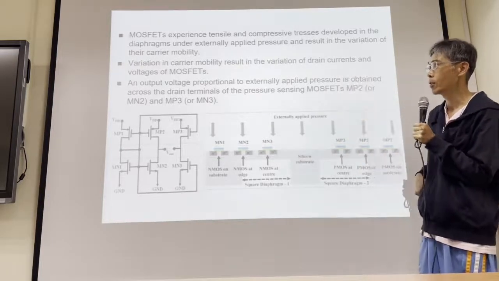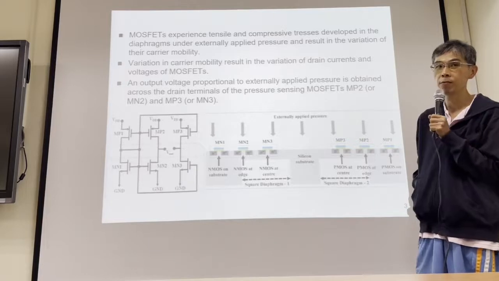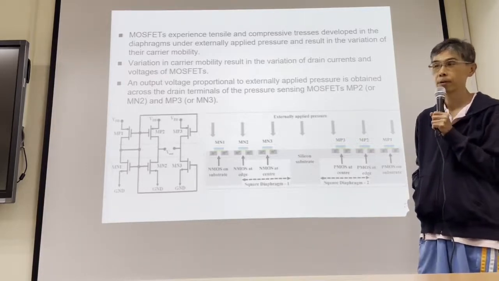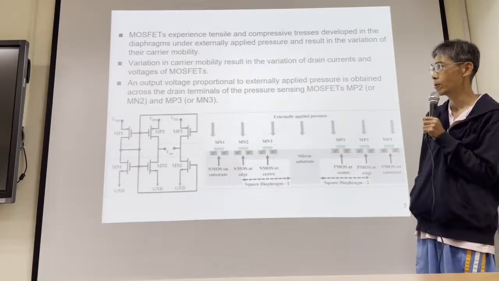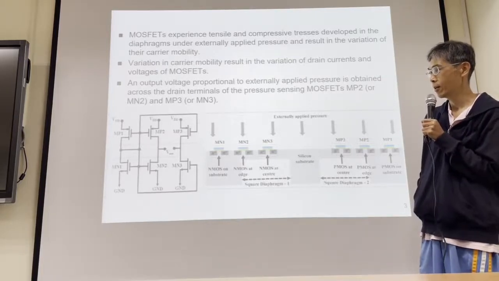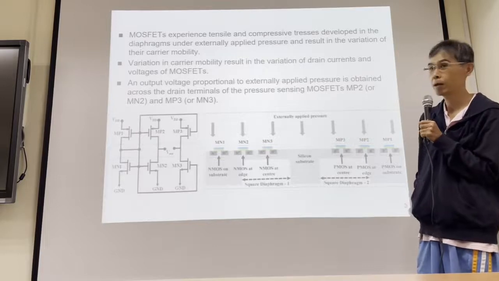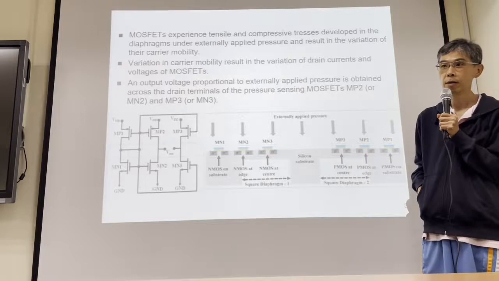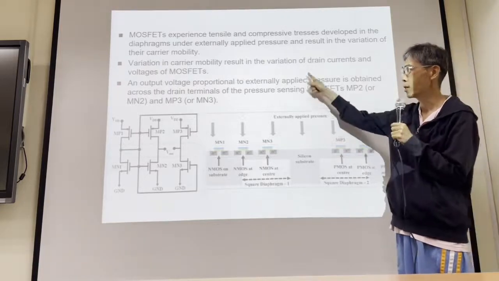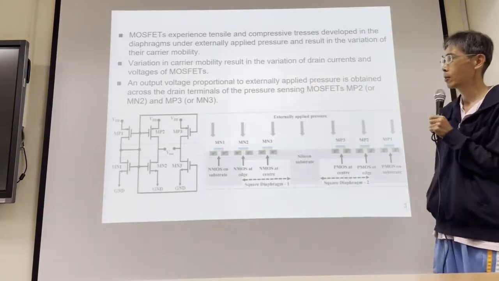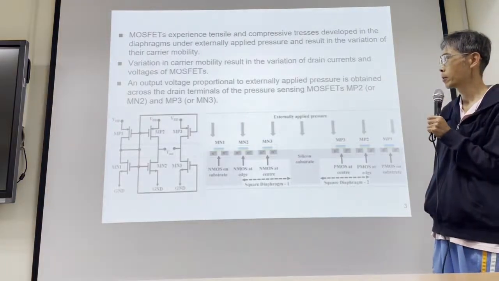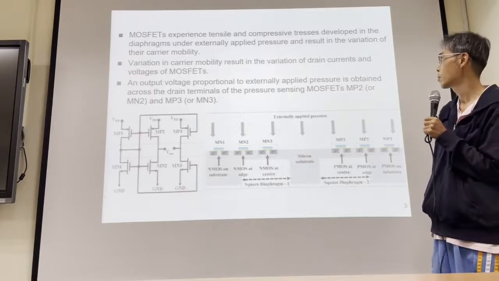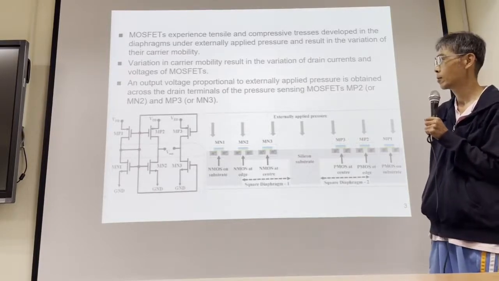The carrier mobility will be influenced by the tensile and compressive stress. So this is the property we are going to use to design this pressure sensor. So Ahwan, could you read the second one? Variation in carrier mobility results in the variation of current and voltage of MOS.